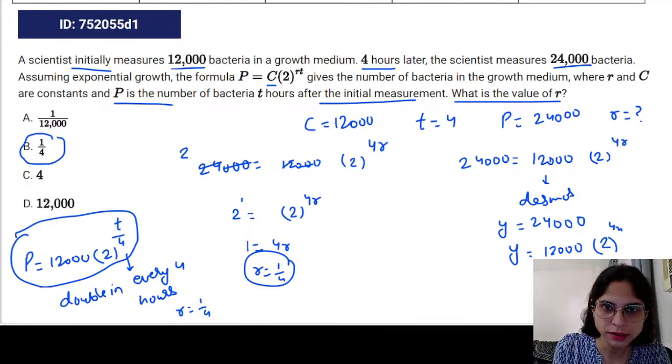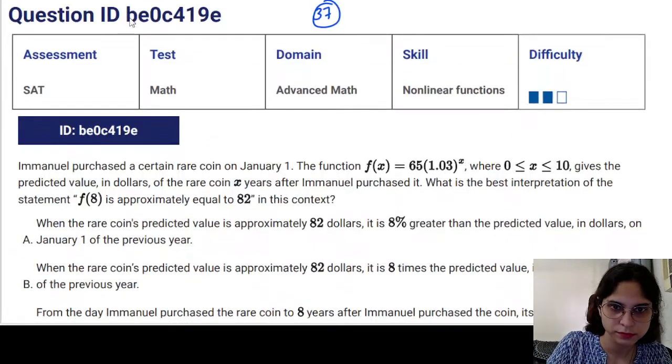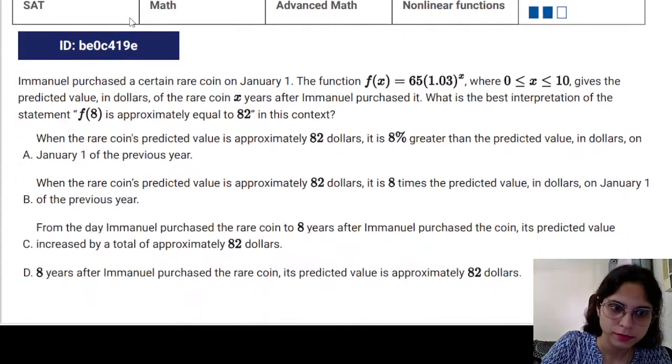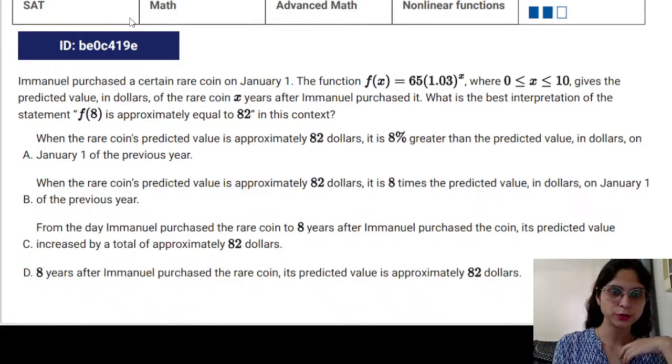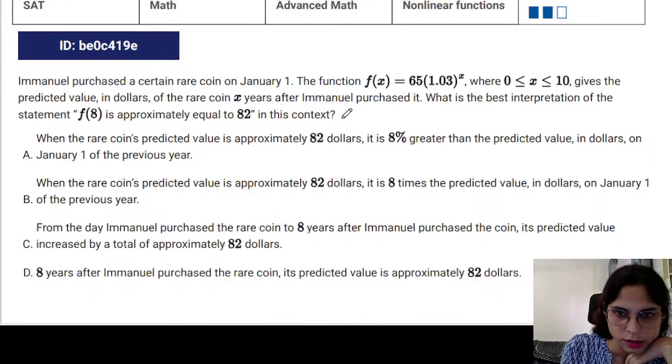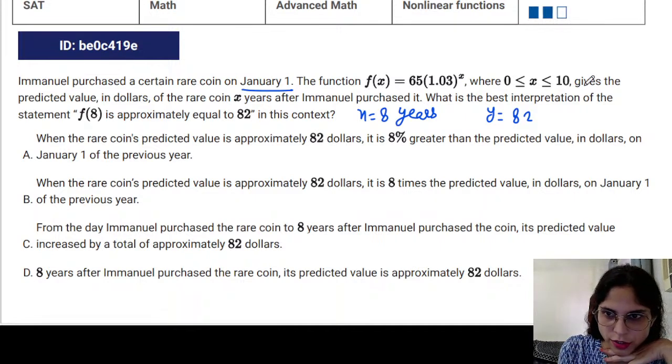Question number 37, that's page number 38. Again, f of 8 is approximately equal to 82. So x value is 8, that is years. y value is 82. So this will be 8 years after January 1. The function gives the predicted value in dollars. So this is $82 of rare coin.